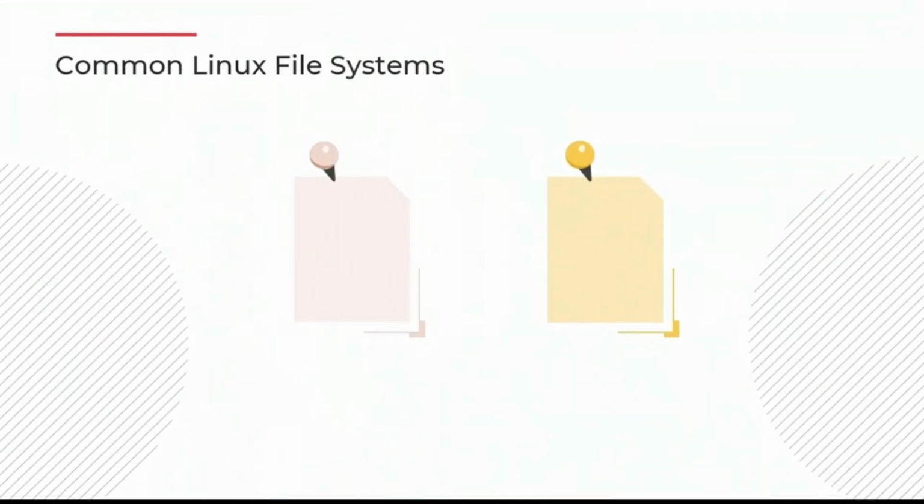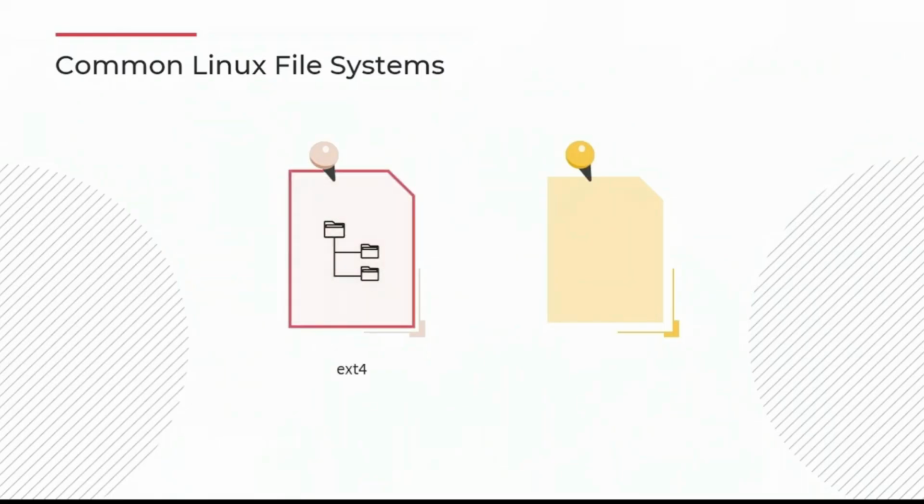Now, let's look at some common Linux file systems. There are several file systems used in Linux, but for RHCSA, these are the key ones you should know. Ext4 is the most used file system in RHEL-based systems. It's reliable, fast, and supports large files and partitions. It's what most installations use by default.